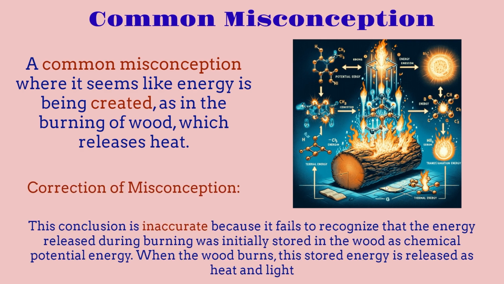However, as for the correction of the misconception, the conclusion is inaccurate because it fails to recognize that energy is actually being released during burning, and it was initially stored inside of the wood as chemical potential energy. When that wood burns, that stored energy is released as heat and light. As we saw in the last slide, there was potential energy stored inside that wood, and then it got provoked by the fire, and that's when it got transferred into heat and light. So this covers the common misconception.